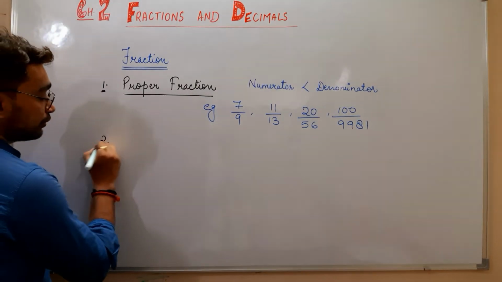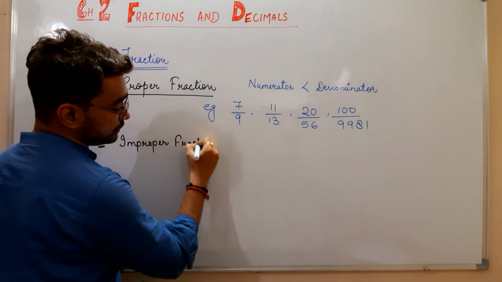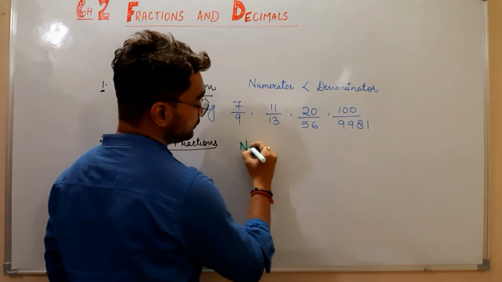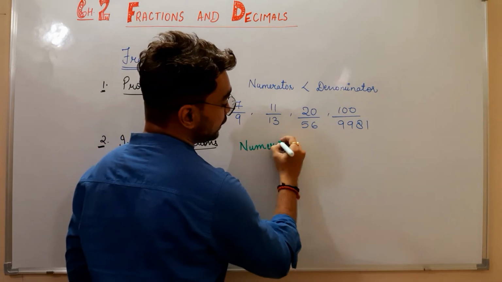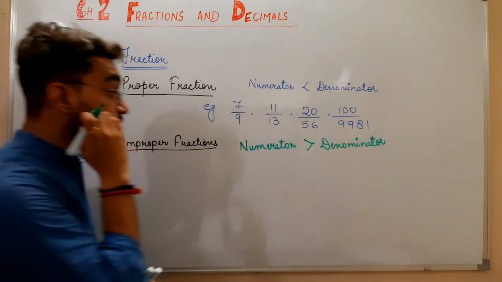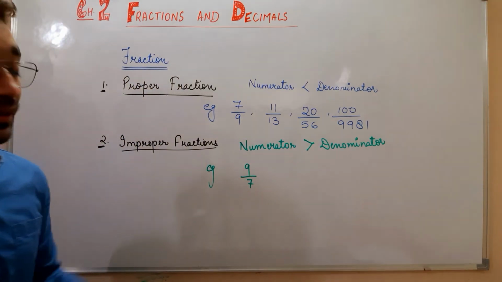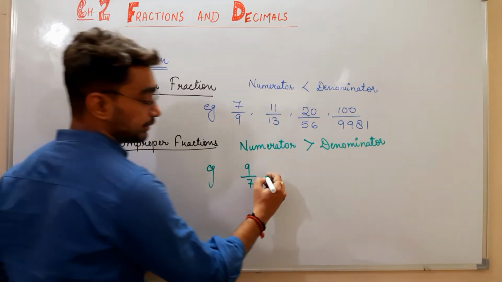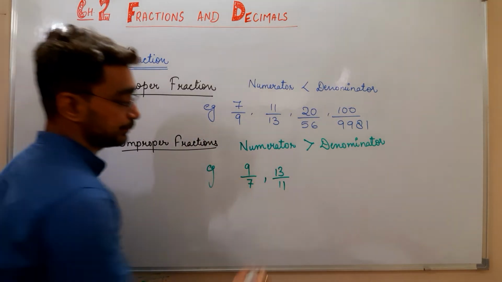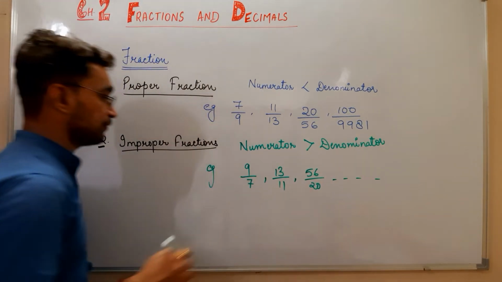In contrast, the opposite of that, is improper fractions. An improper fraction is one whose numerator is greater than the denominator. Check the example 9 by 7. Is 9 by 7 proper or improper? It is improper because the numerator is greater than the denominator. 13 by 11 is improper because the numerator is bigger than the denominator. 56 by 20 is also an improper fraction, and so on. Many other improper fractions will also be there.